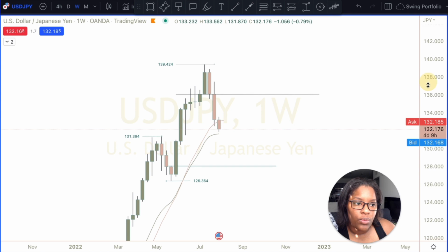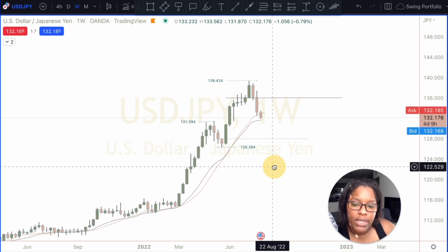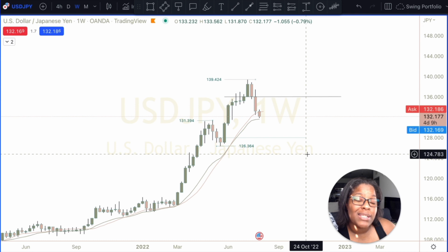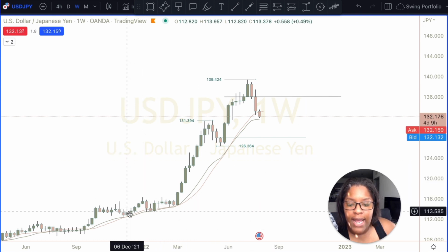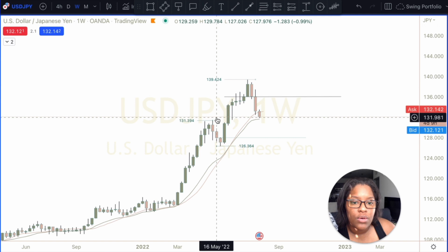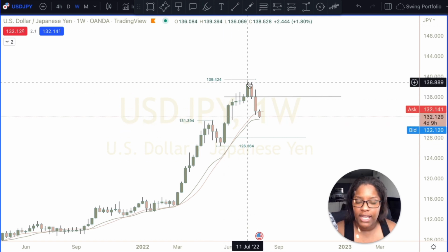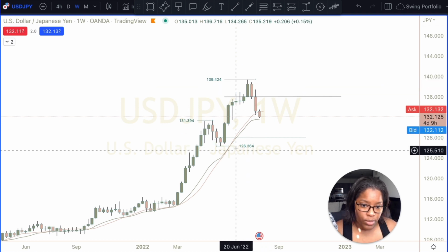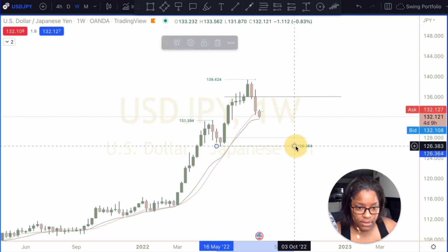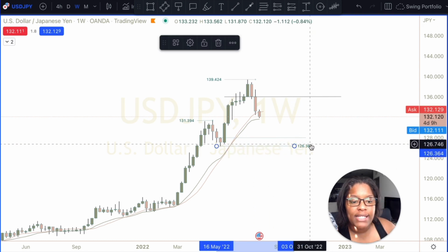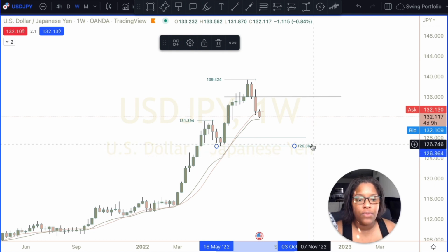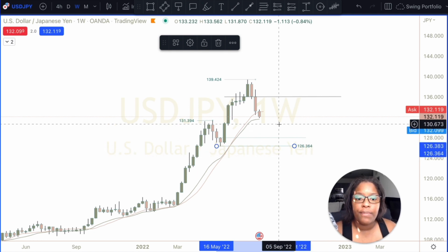If you look here on the weekly time frame, I'm just going to zoom in so you can see. You can see that price is still in the uptrend, right? We still have higher highs, higher lows, higher highs, higher lows, higher highs, higher lows, higher highs that have been created. So technically, USD JPY is still very bullish. The only time I'm really going to look at price as truly bearish is if price passes 126.364. So that means I'm still looking for a buying opportunity, but I could still sell this to make some money to the downside.